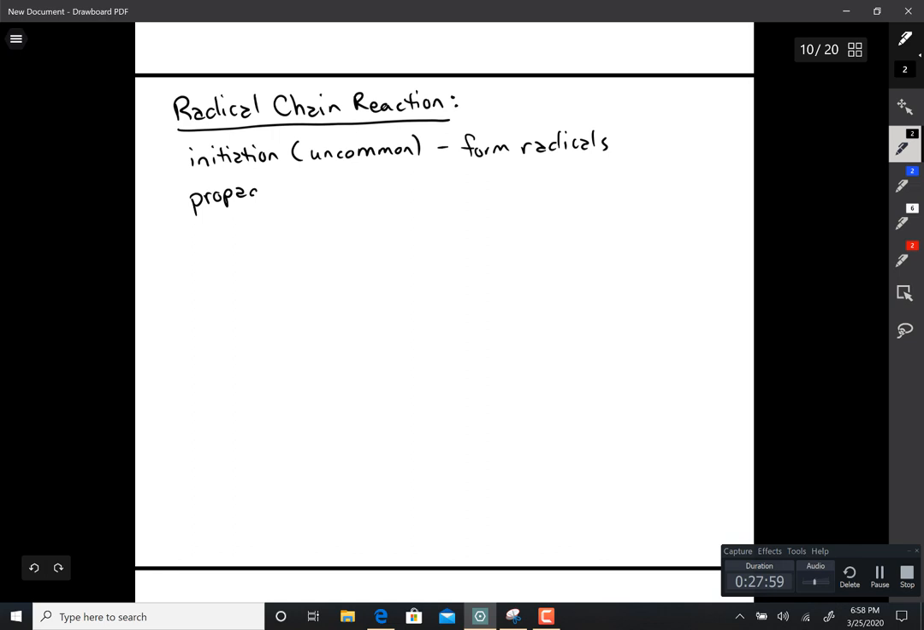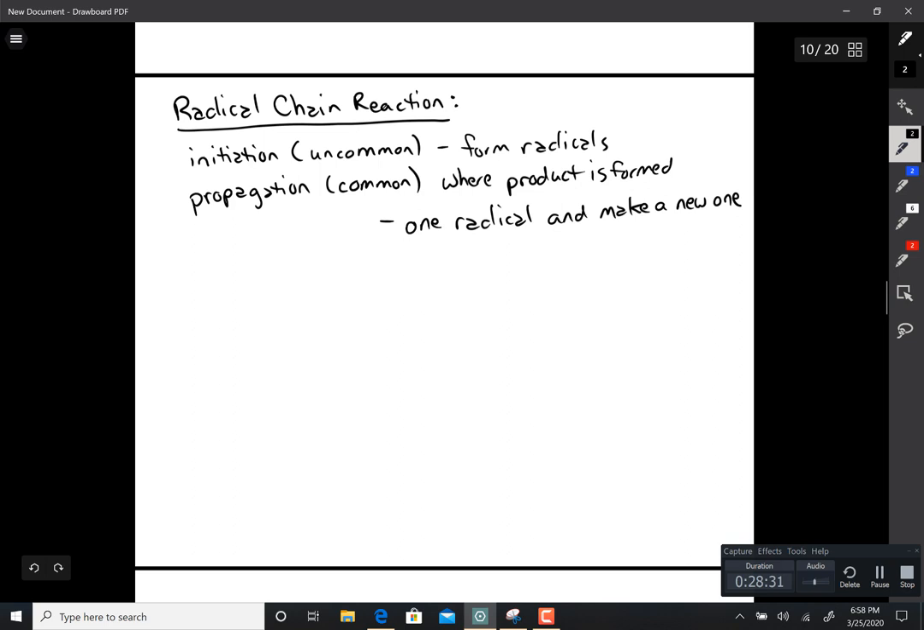Propagation is quite common. This is where product is formed. The propagation is where you take one radical and make a new one. The last step in a radical chain reaction is what's called termination. Termination is very rare. In fact, you don't even need to show termination steps in these free radical reactions. What they are is two radicals coming together.